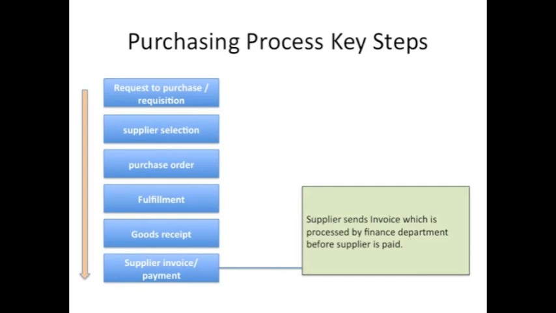The final part of the process is where the supplier will issue an invoice for the cost of the goods. The invoice is normally receipted by the organization and processed by the finance department prior to the supplier being paid. And that's the fundamentals of the purchasing process.